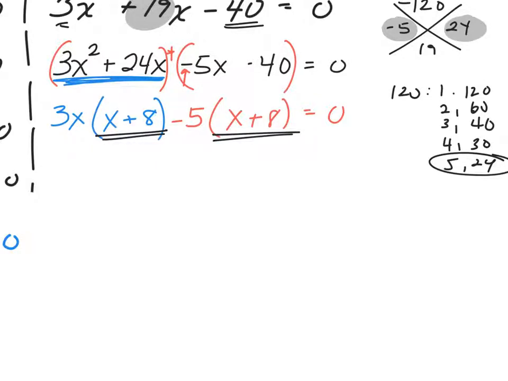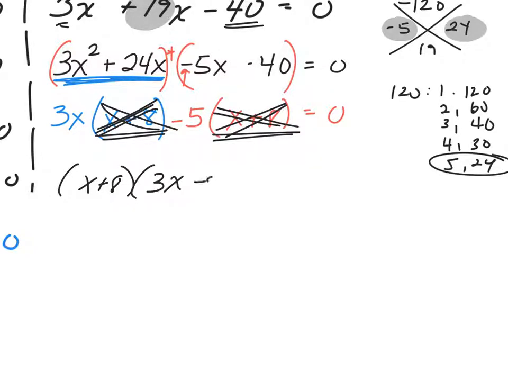So again, we continue, because now I need to get this into a binomial times a binomial. So now I'm going to factor out the group that I just made from each. I take away x plus 8 from each. And what I'm left with, if I take away x plus 8, the other group is going to have a 3x. And if I take away the x plus 8 from here, I'm left with negative 5. And that all still equals 0.